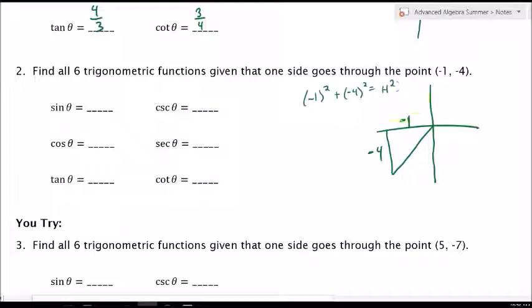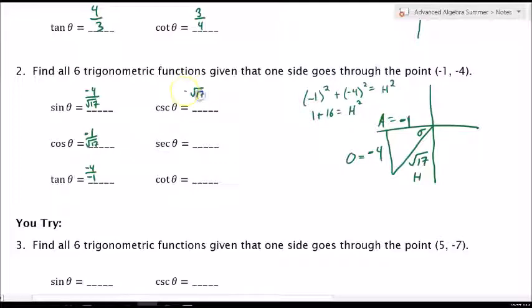We're solving for our h again. Notice every time we have one of these problems, we're always solving for h. So this will be 1 plus 16 is equal to h squared, and we'll get h is equal to the square root of 17. So h, our angle is always in the center, so this is my O, and there's my A. So sine is -4 over square root of 17, cosine is -1 over square root of 17. Over A, that would be -4 over -1.